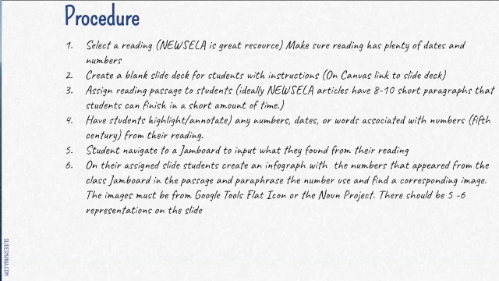The next step, as we're going to see, is they're going to navigate to a Jamboard to input what they found from their reading. So each student is going to be reading a paragraph, and you're going to see how quickly this can go. And then finally, with the formative assessment, they're going to take this information that's been put on the Jamboard, and they are going to create what's called an infograph with very specific instructions.